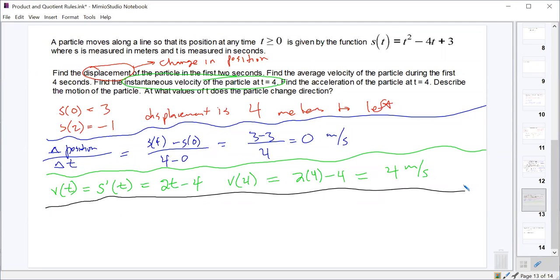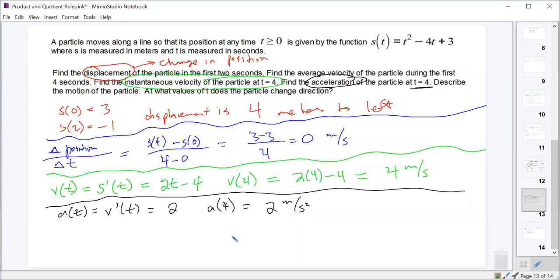What about the acceleration of the particle at t equals 4? What is our acceleration function? The derivative of the velocity. Just the derivative of the velocity. What's the derivative of v of t? 2. What is the acceleration at t equals 4? What is 2 equal if I evaluate it at t equals 4? 2. Still 2, right? 2 is just 2 meters per second squared for our velocity.